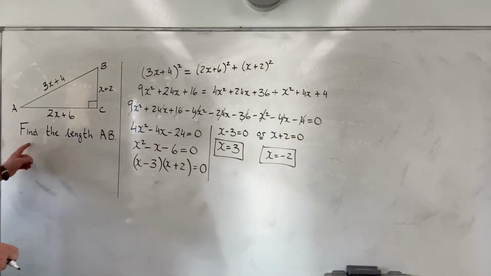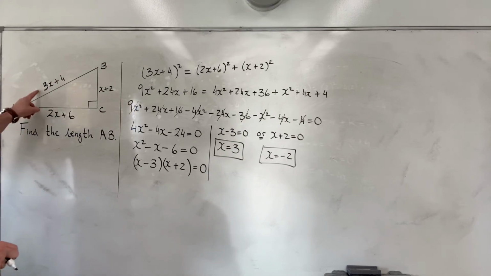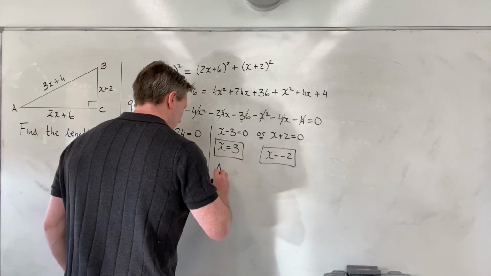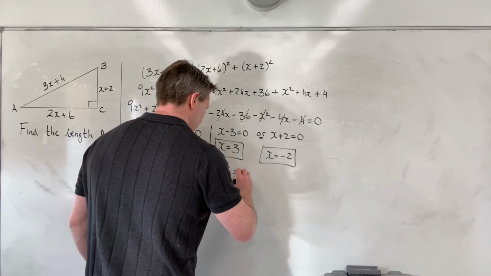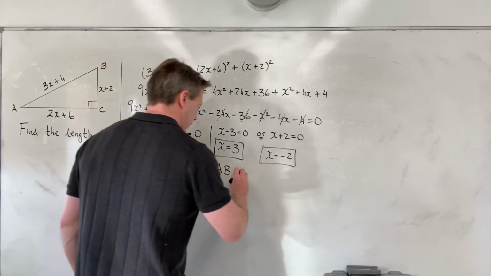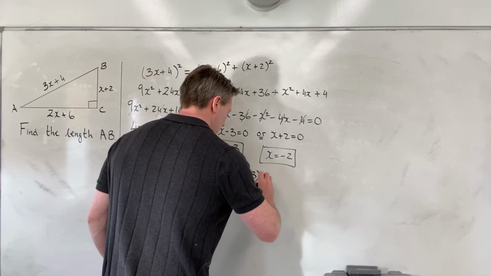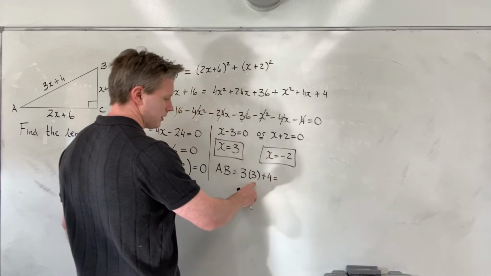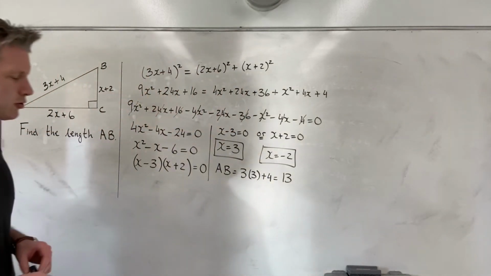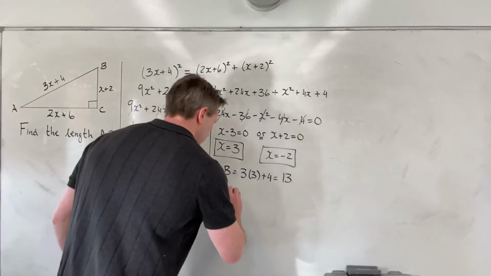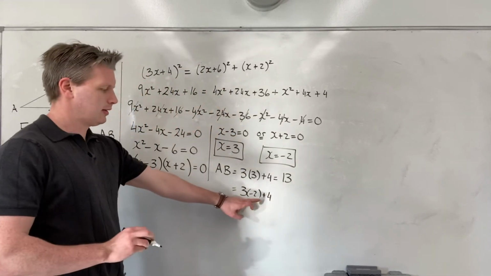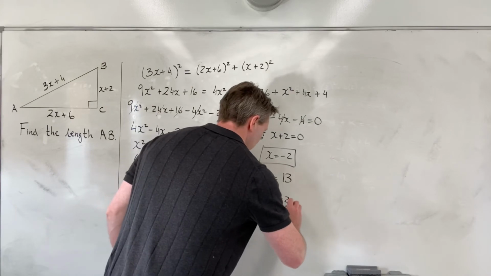We are asked ultimately to find the length of AB. So the length of AB is 3x plus 4. If I try x equals 3, that gives me 3 times 3 plus 4. 3 times 3 is 9, plus 4 is 13, and so I get a length of 13. If I was to try x equals negative 2, I would get 3 times negative 2 plus 4. This is negative 6 plus 4, which is negative 2.